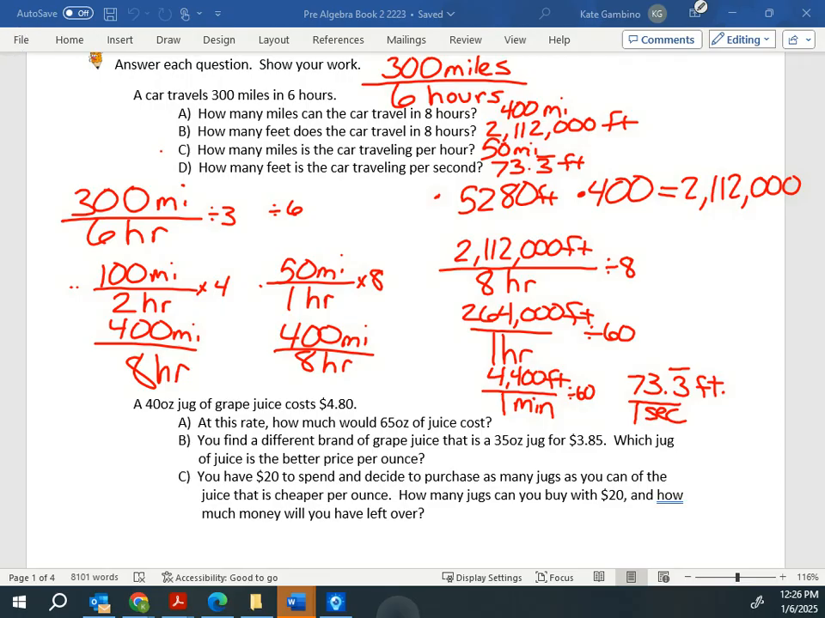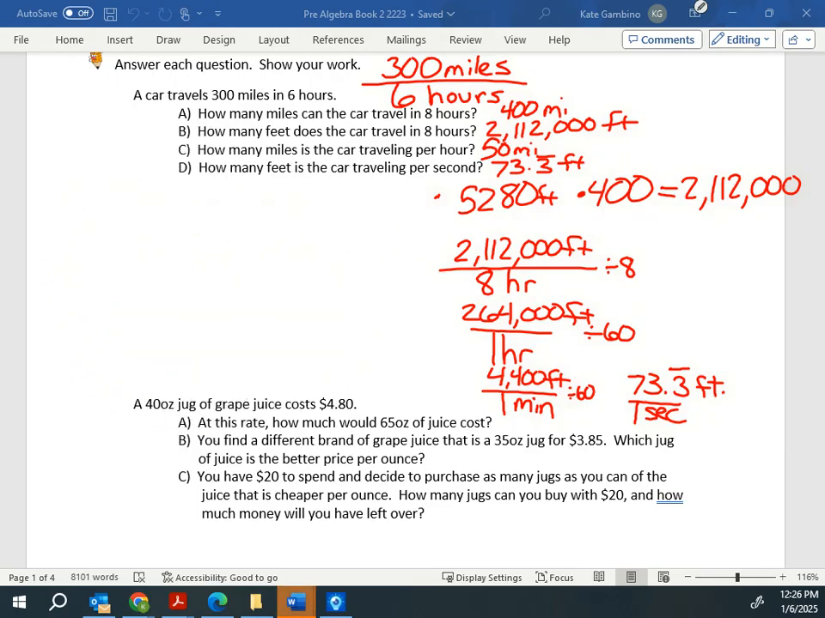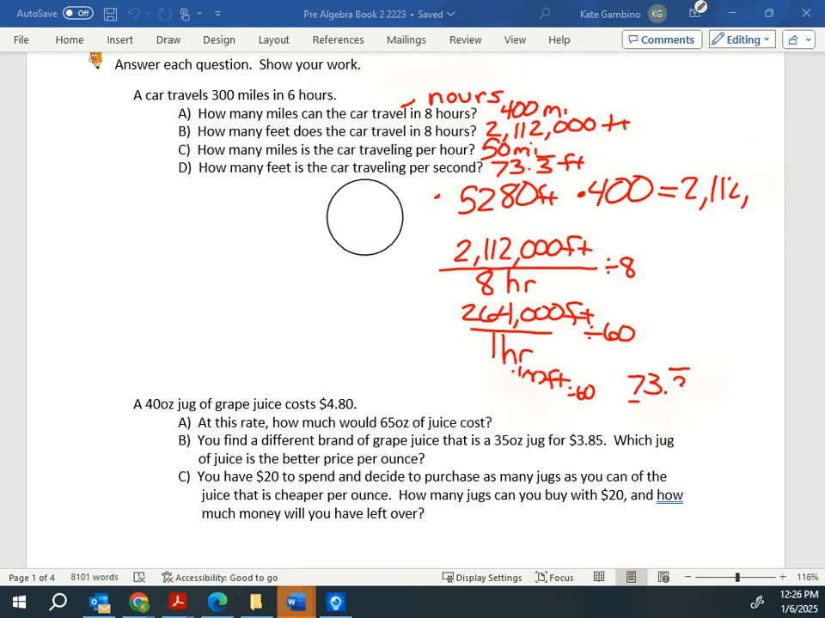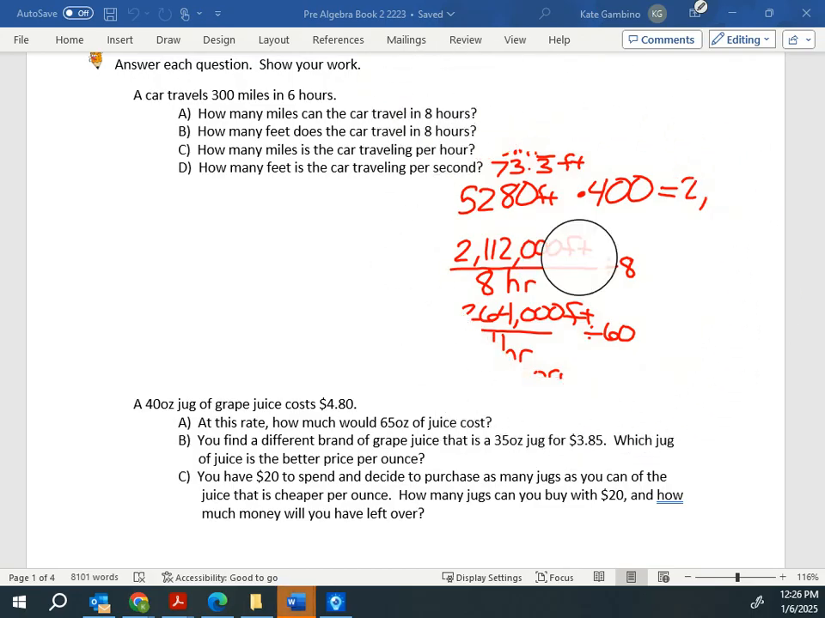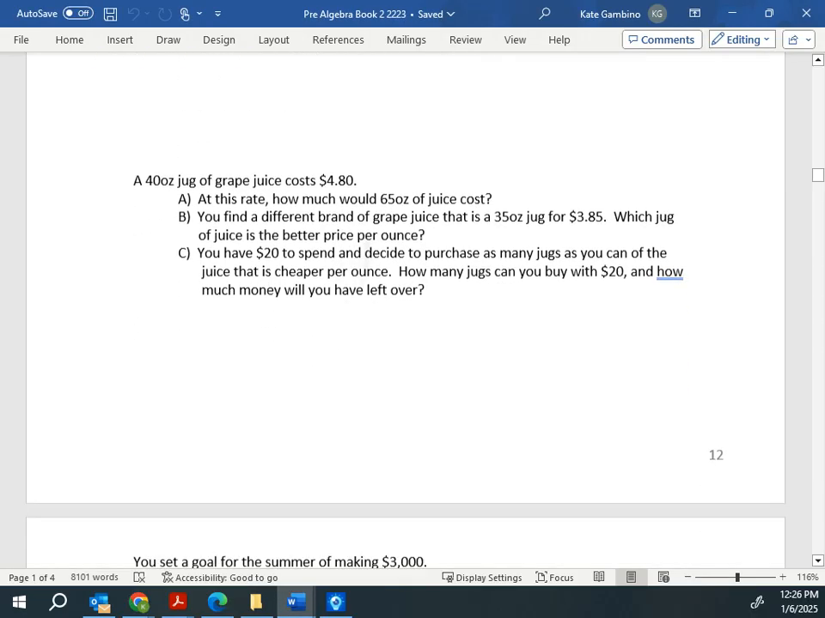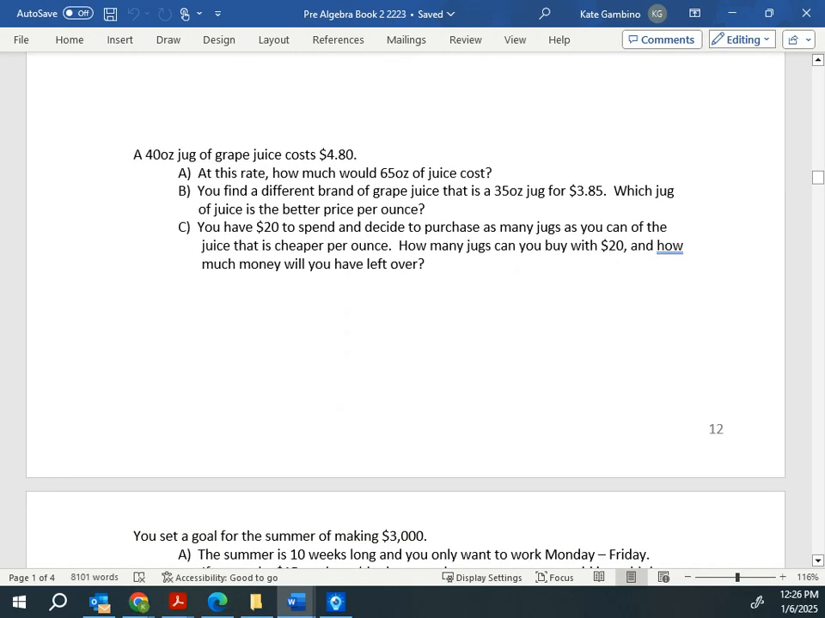So the one at the bottom of the page, we are working with that grape juice. Let me try to erase this, there we go. So we've got the grape juice, we need to answer our A, B, and C questions. Paying attention if there's multiple questions. Look at that C. How many jugs can you buy? And how much money will you have left over? So you have to make sure you're fully answering the questions.